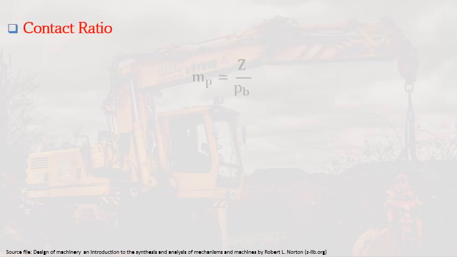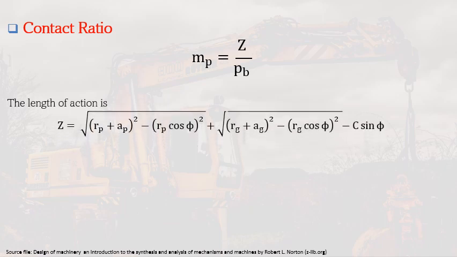Then we have the contact ratio, which is defined as the average number of teeth in contact at any one time. So say for example, you wanted to compute how many teeth will be in contact at any time, then you can use this contact ratio formula denoted by Z over PB. Z is the length of action, which we also discussed in the previous slide, and that can be computed using this very long formula here in terms of the radius of the pinion and the gears and the pressure angles.